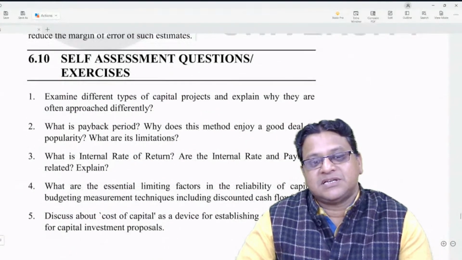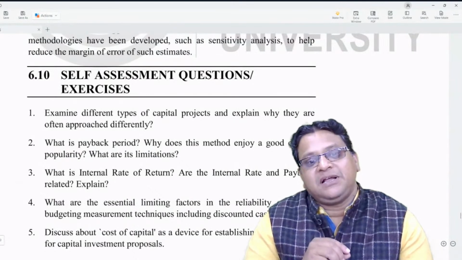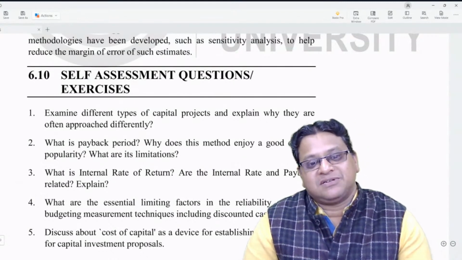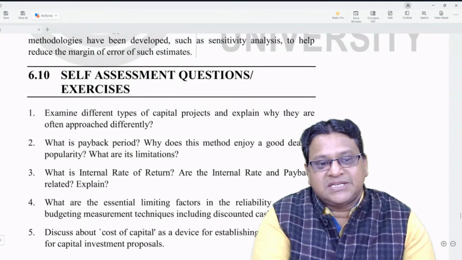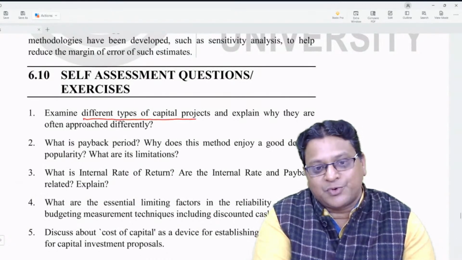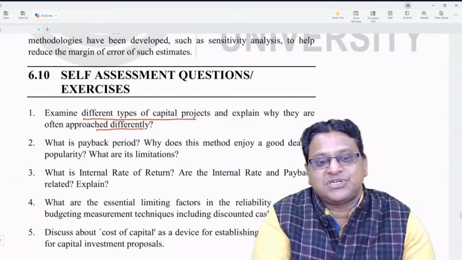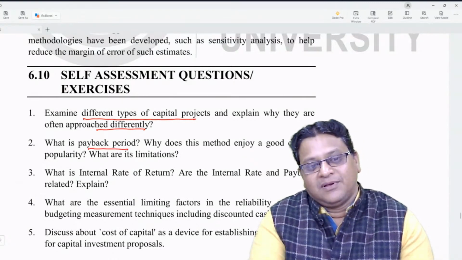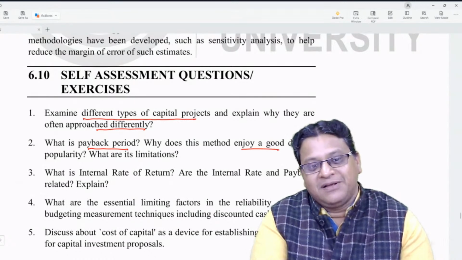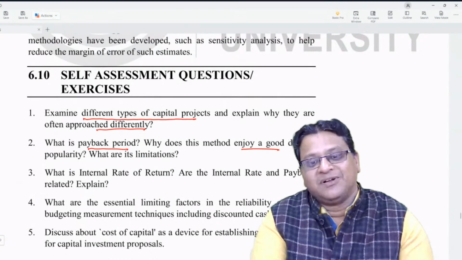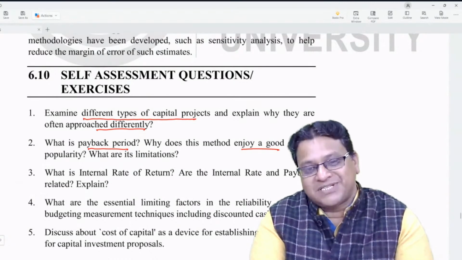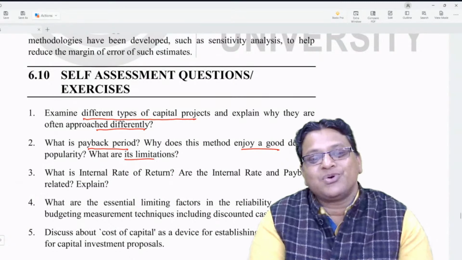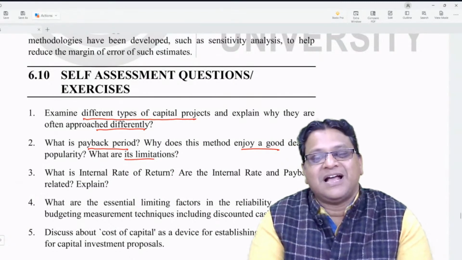In this session, we have discussed capital budgeting. We'll now discuss some of the important questions related to capital budgeting decisions. One question is, examine different types of capital projects and explain why they are approached differently. Next, what is payback period? Why is it popular? We have discussed payback period is the period in which the amount of money is recovered. It is popular because it is a simple method. But what is its limitation? Its most important limitation is it does not consider time value of money.